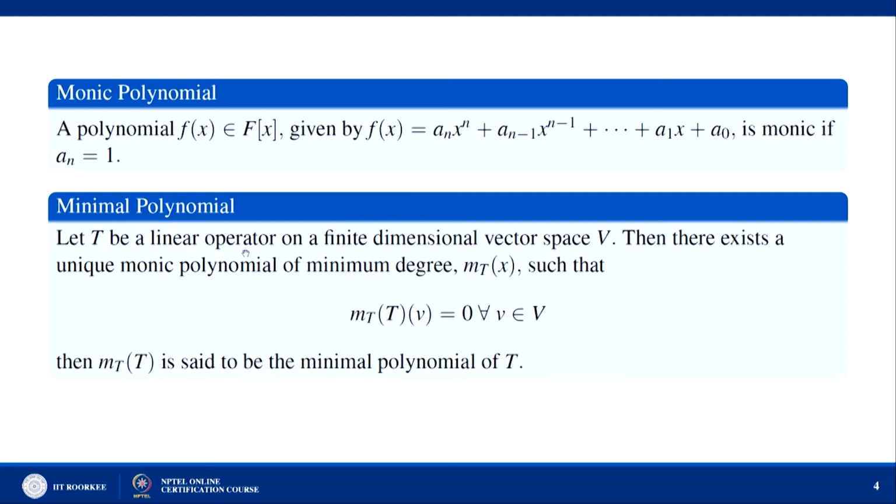Let T be a linear operator on a finite dimensional vector space V, then there exists a unique monic polynomial of minimum degree m_T(x) such that m_T(T)v equals 0 for all v in V. Then this m_T(x) is called the minimal polynomial of T. So, what does it mean basically?